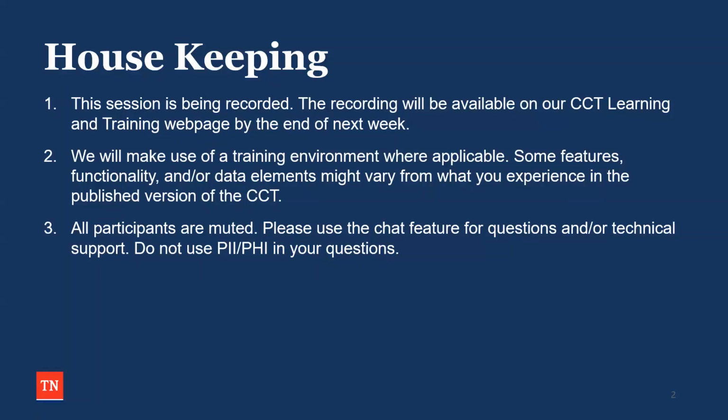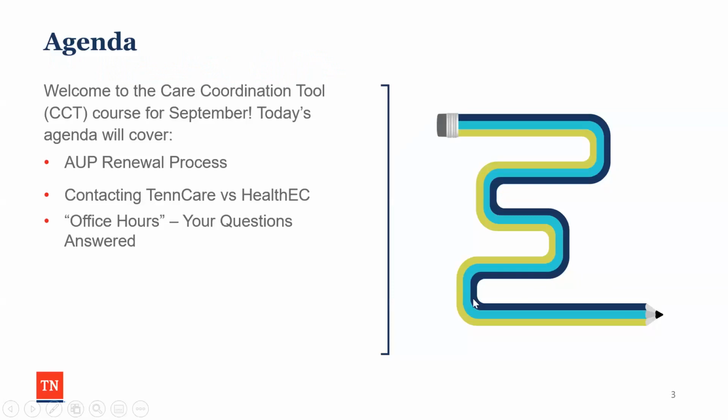Okay. That being said, we'll jump right into the other part of our agenda here today. I already mentioned that we're going to have this session serve a little more like an office hours type session, where we'll dedicate a lot of the time to answering your questions. But we wanted to start by talking about this upcoming process that TennCare refers to as the AUP renewal process. So we're going to spend a little bit of time talking about that.